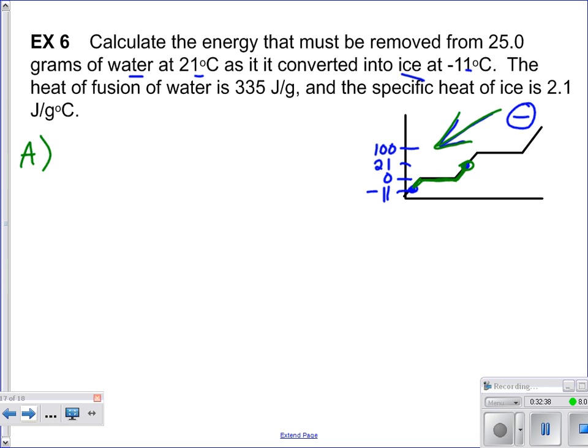But I'm starting right here. In other words, I am starting with water at 21 degrees Celsius, and I want to change it to, what's that first step going to be? What am I going to do? Water at 0 degrees.